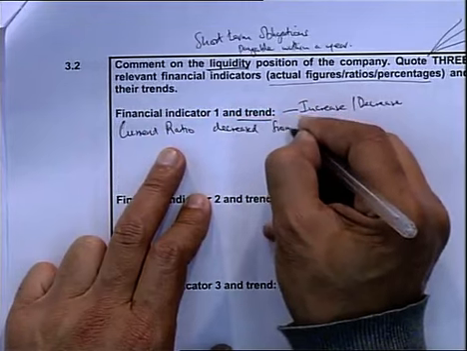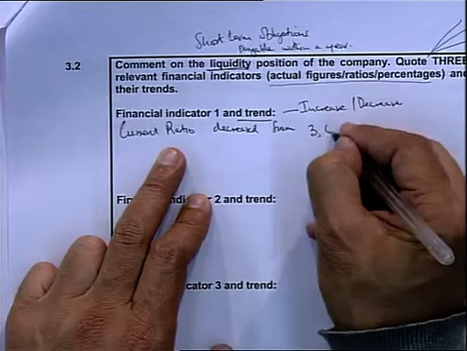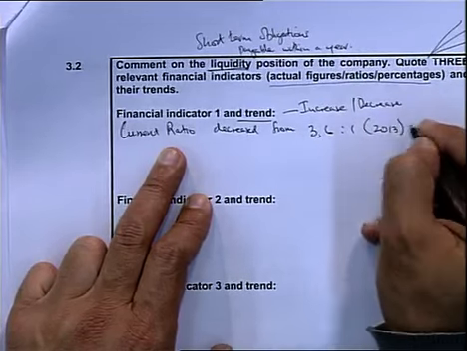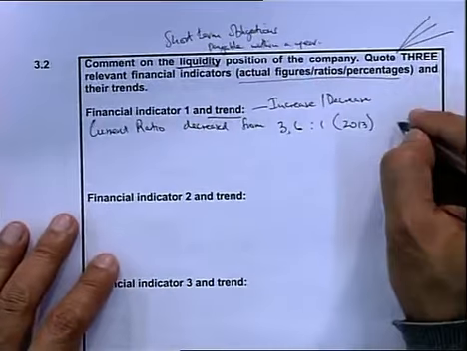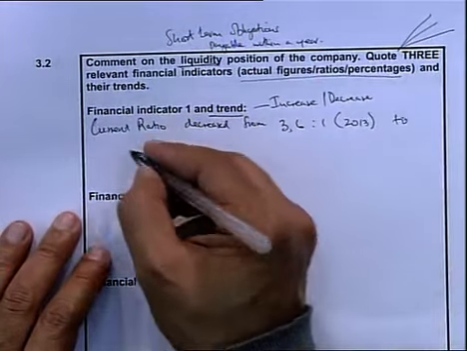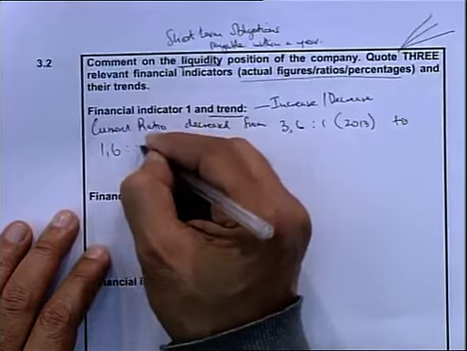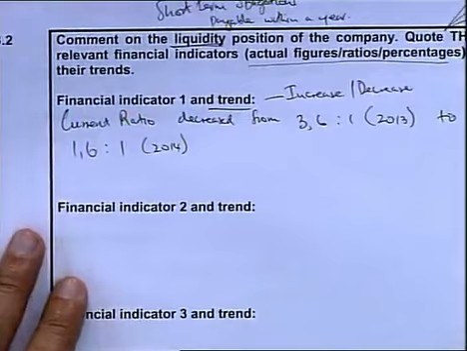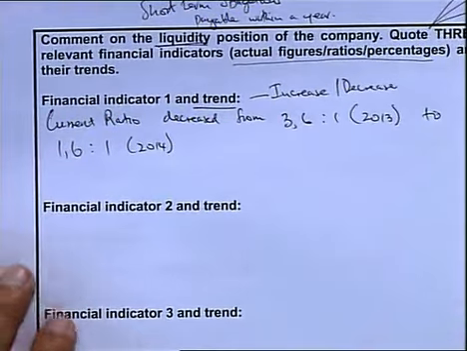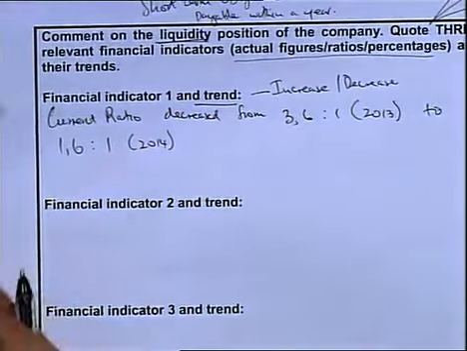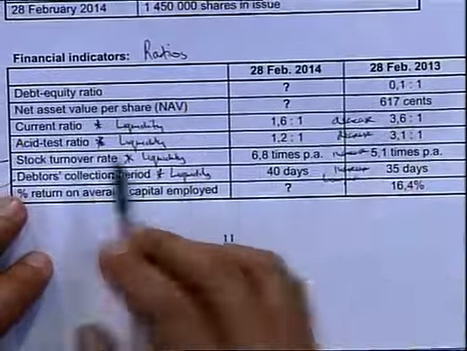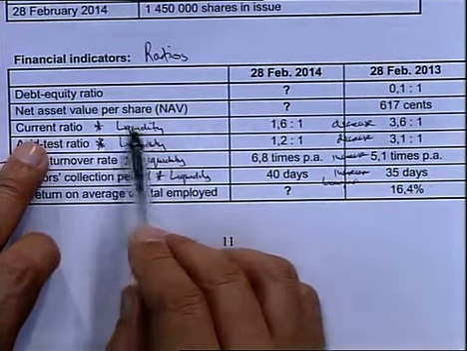from 3,6:1, that was the ratio in 2013, to 1,6:1 in 2014. So it's simple, straightforward. You just have to get the information from the information given. It's the current ratio, it's liquidity.